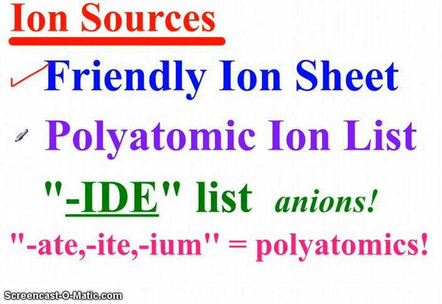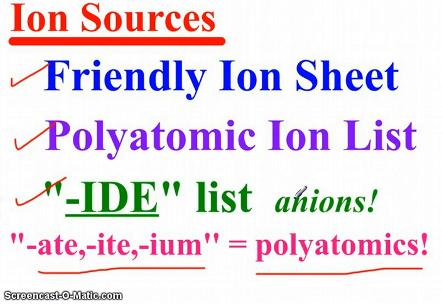I also gave you a list of polyatomic ions, which you probably don't have memorized yet. We made that list on the back of your notes packets, and that lists all of the ions that end in "ide." And a little hint, if a word ends in ate, ite, or eum, that means it's one of our polyatomics. So taking a look at a couple examples.